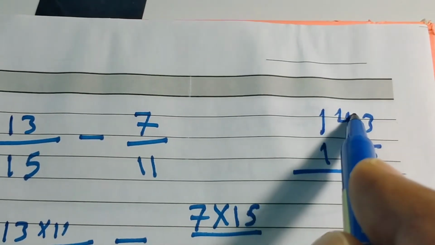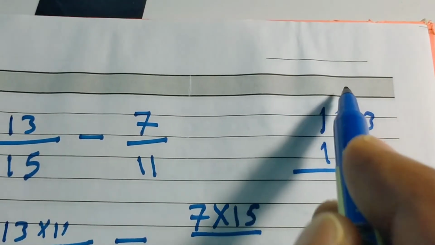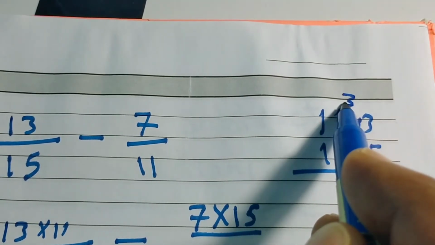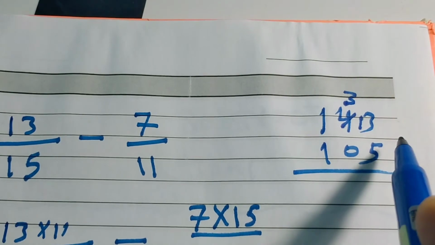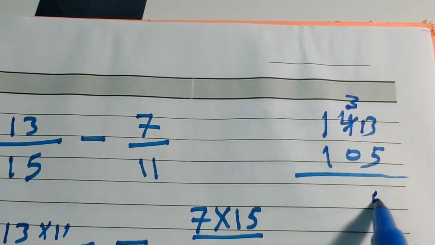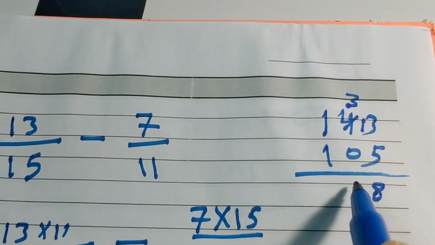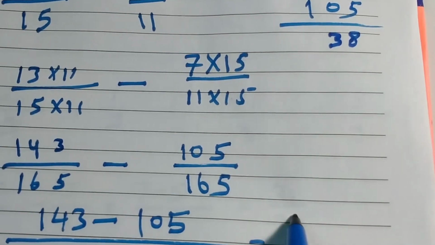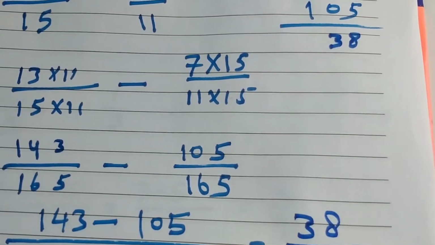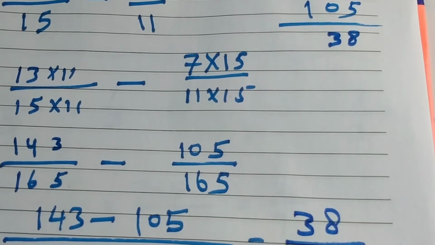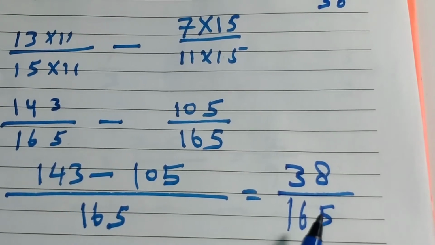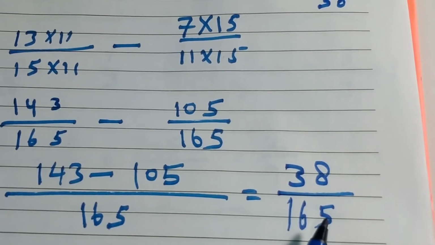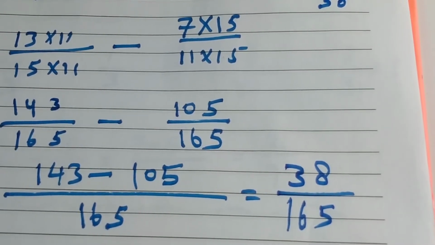We will borrow 1 from the next number. So it was 4, now it became 3 because we already took 1. So 13 minus 5 equals 8. So 3 minus 0, 3. So it is equal to 38 over 165. Now you can check if we can simplify. If it is not possible to simplify, then this is our answer.